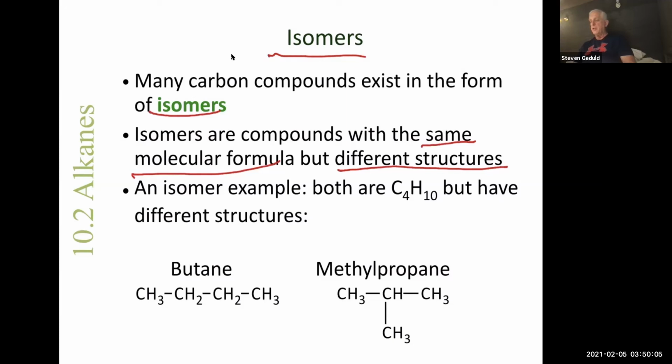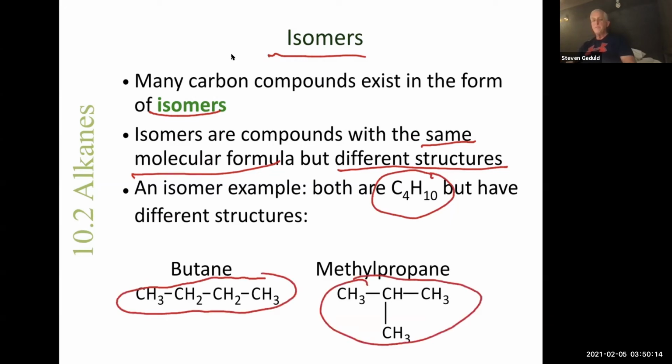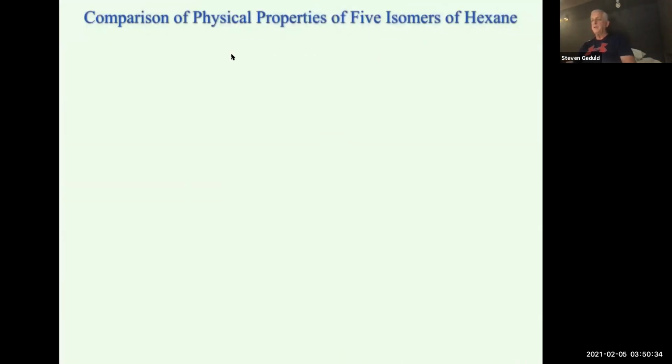Okay, so if we look at C4H10 like we did before, we could put them all in a straight line, all four carbons, or we could branch one of the carbons. Okay, both of those are C4H10, but they're different. So they have to have different names. This is butane. Again, butane meant four carbons. This is methyl propane. Propane is three carbons, and a methyl group is one carbon. Okay, and we'll learn those names in just a little bit here.